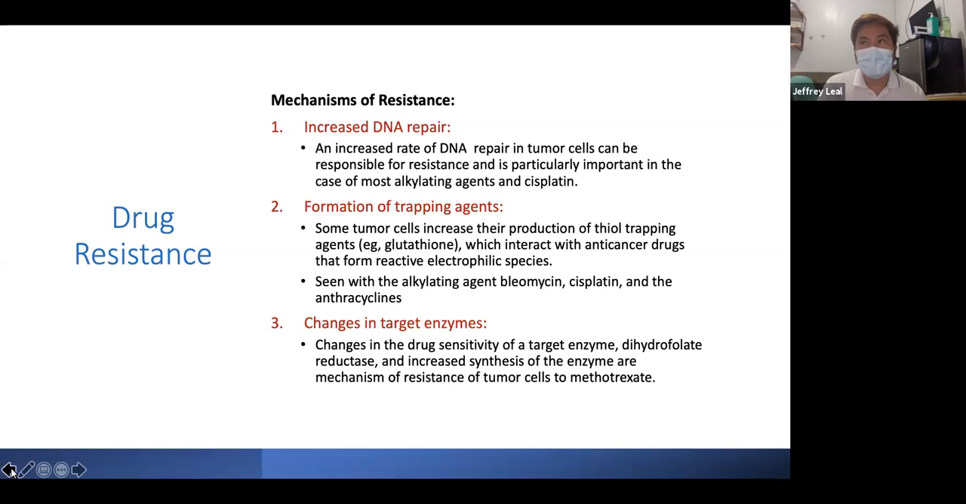Okay? So the problem here is the development of drug resistance, resistance of cancer cells to your cancer drugs. Okay, and the following are the mechanisms of resistance involved. Some tumor cells have increased DNA repair, which is responsible for their resistance to your cancer drugs. They also form trapping agents. An example is the formation of glutathione, which interacts with the anti-cancer drugs that form reactive electrophilic species. And these are seen in alkylating agents like your bleomycin, cisplatin, and anthracycline.